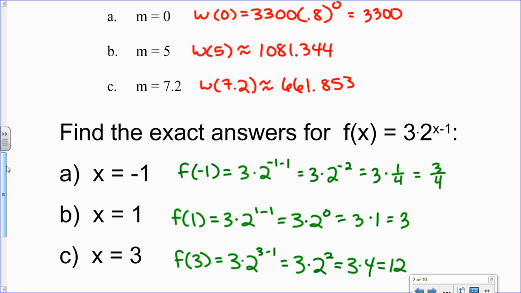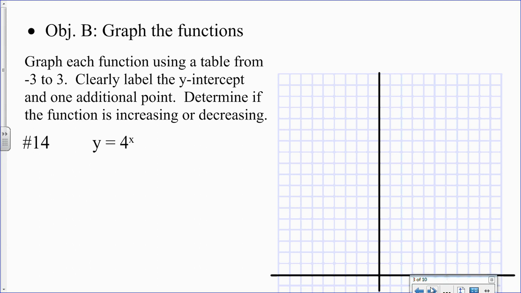Okay. Questions about that? So knowing how to evaluate these is going to be helpful. We're going to be graphing, so we'll be making tables for most of our graphs. So knowing how to evaluate them either with or without a calculator is helpful. All right, so objective B is graphing exponential functions.